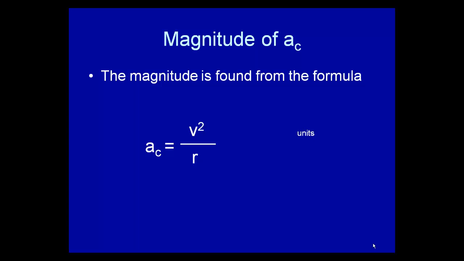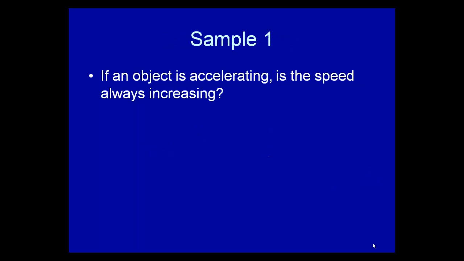Now, let's check the units, because remember, units are our friends. Well, velocity squared would be meters squared over seconds squared, divided by radius. Radius is going to be in meters. Simplify that, I get meters per second squared. Yay, that's an acceleration. Much rejoicing. Now, if an object is accelerating, is the speed always increasing?